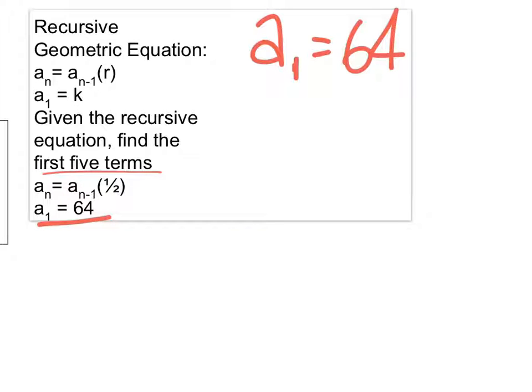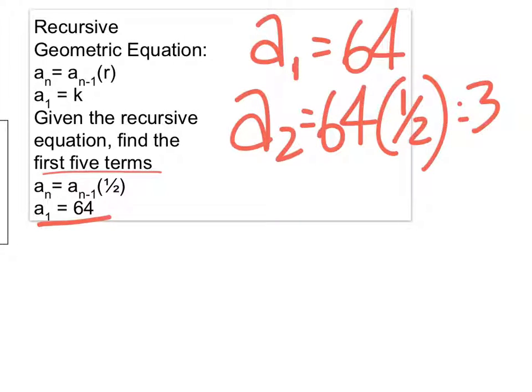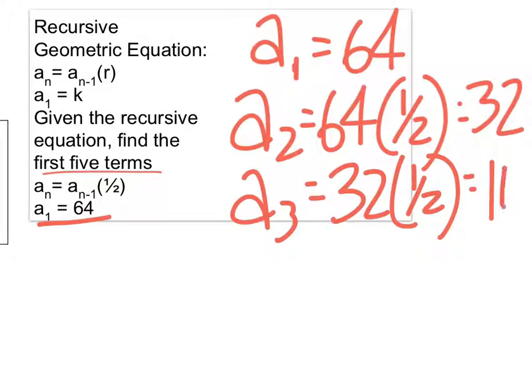But what is a sub 2? A sub 2 is going to be the first term, which is 64, times what? Times 1/2. And 64 times 1/2 is going to give us, of course, 32. Meaning that a sub 2 is 32. Beautiful. What's the third term? A sub 3 is now 32 times the ratio, which is 1/2. And that, of course, is going to give us 16.